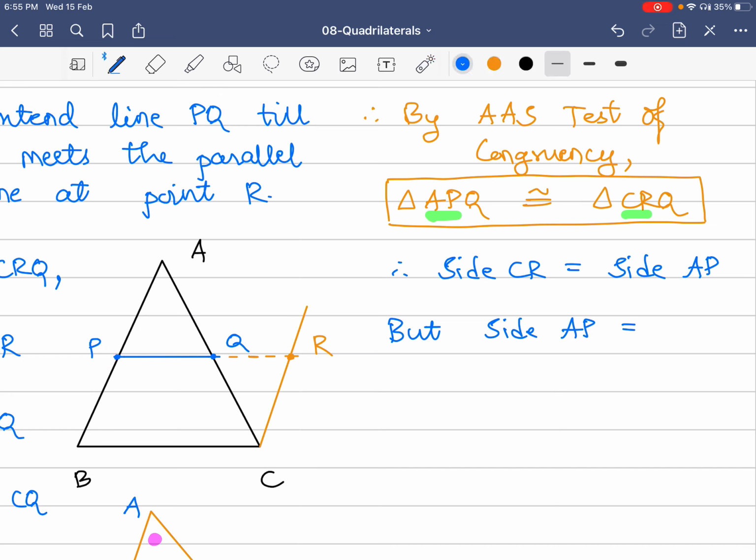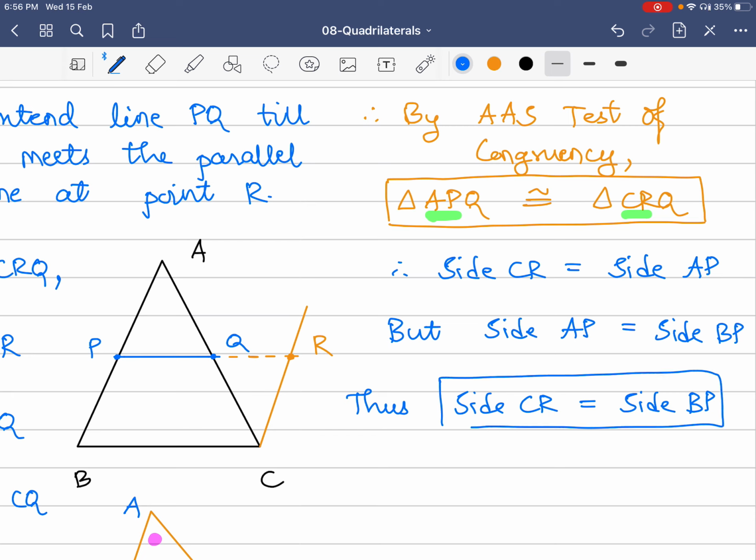But side AP is also equal to side PB. Now look at this. CR is equal to AP and AP is equal to BP, which means side CR is equal to side BP. Thus side CR is equal to side BP. This is again a very important conclusion, I'm going to box it, that we have come to.